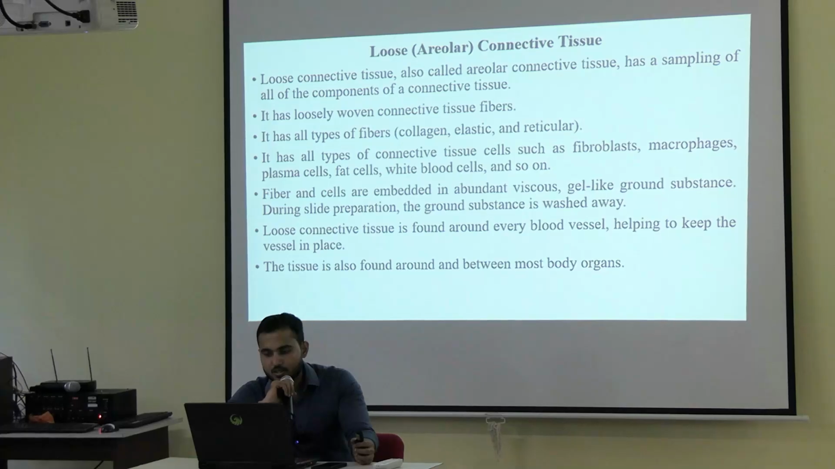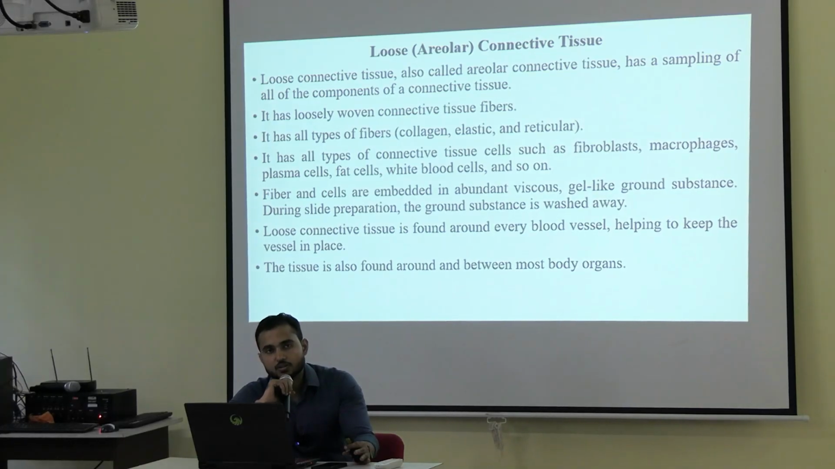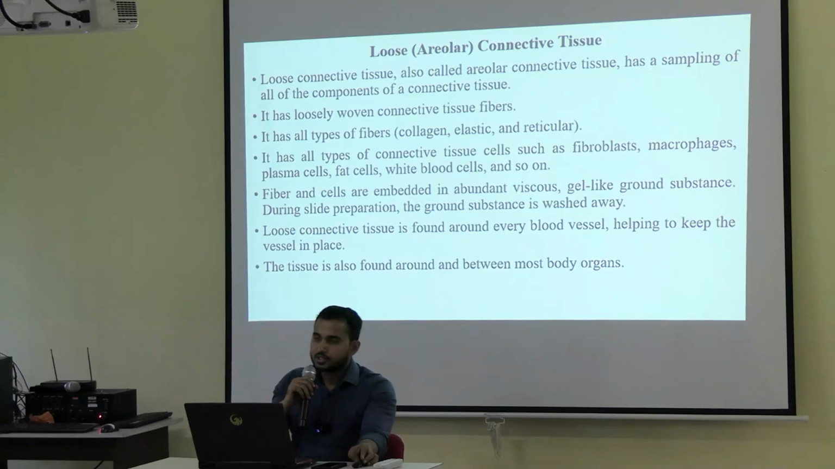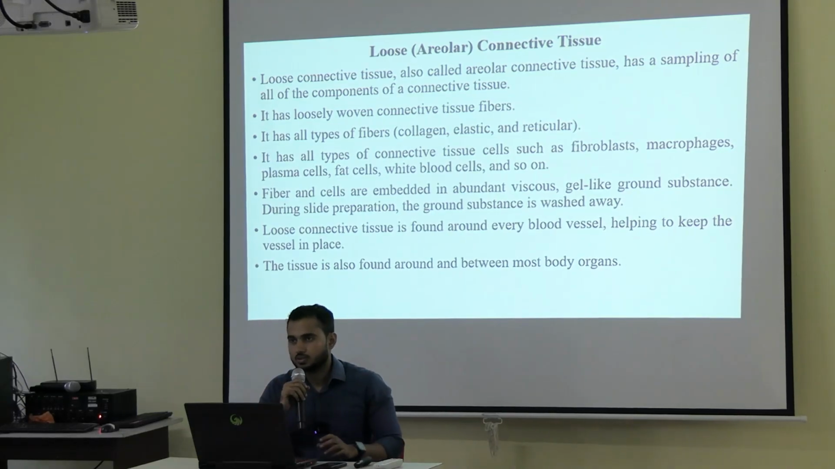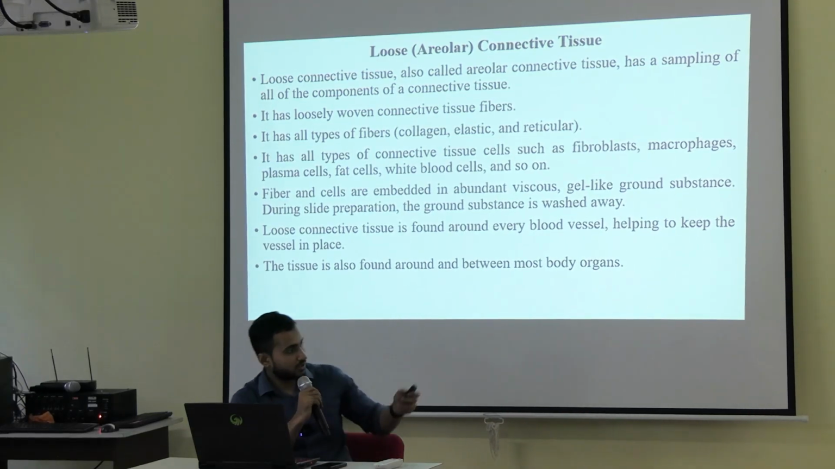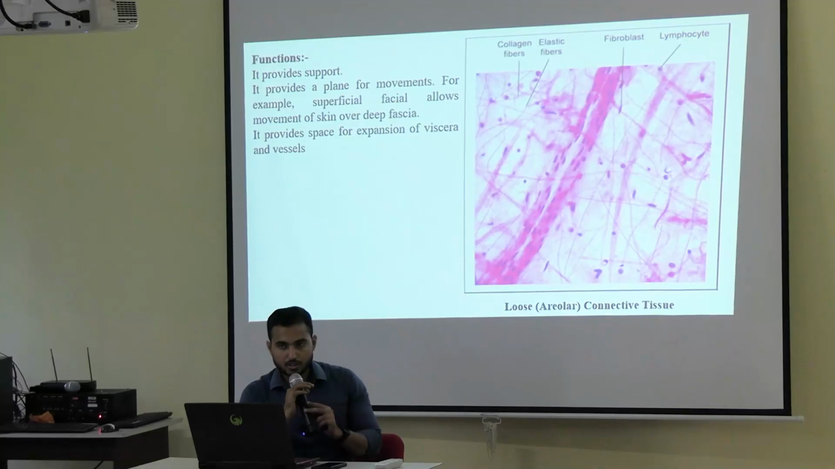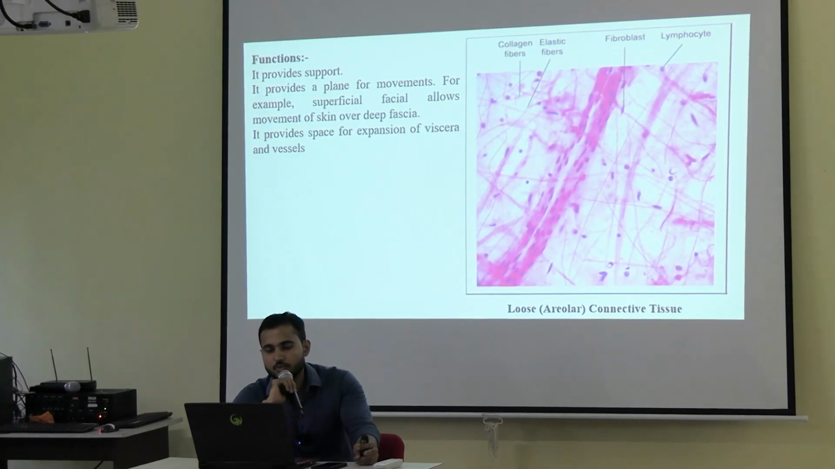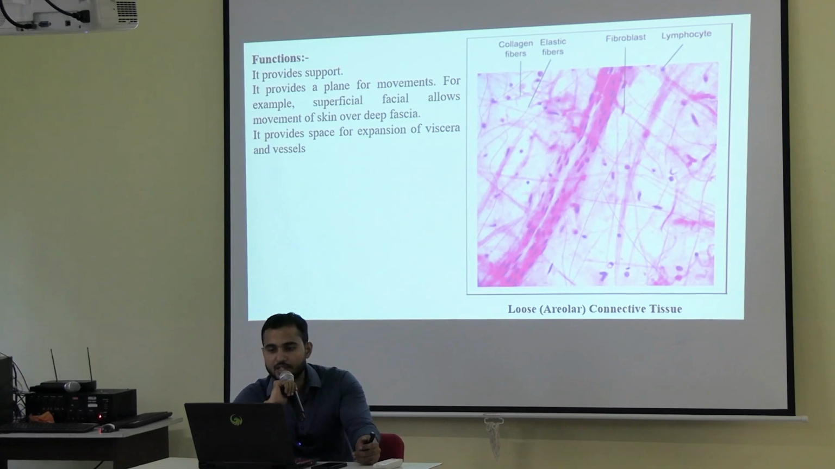This tissue is found, as I said, almost in between all the organs. So its function is mainly a cushioning effect. Along with that, protection is also there. Here you can see the diagram of the loose connective tissue. So first of all, it provides support and provides a plane for movement.